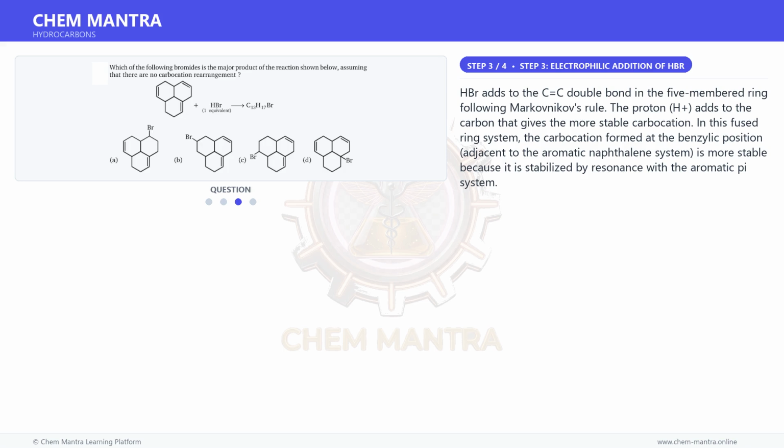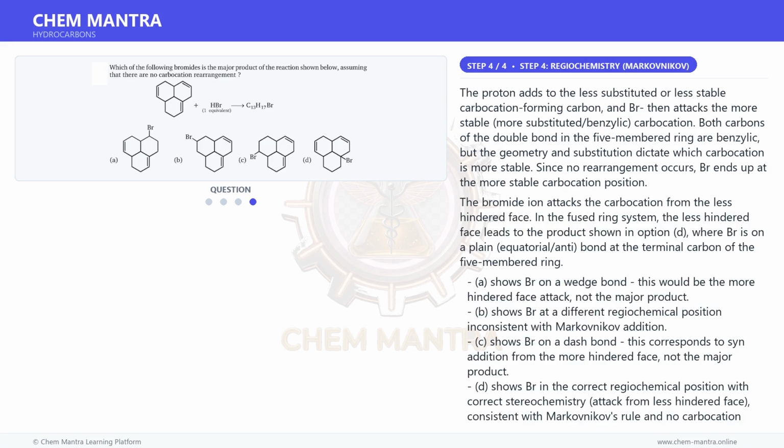HBr adds to the C=C double bond in the 5-membered ring following Markovnikov's rule. The proton, H+, adds to the carbon that gives the more stable carbocation. In this fused ring system, the carbocation formed at the benzylic position adjacent to the aromatic naphthalene system is more stable because it is stabilized by resonance with the aromatic pi system.